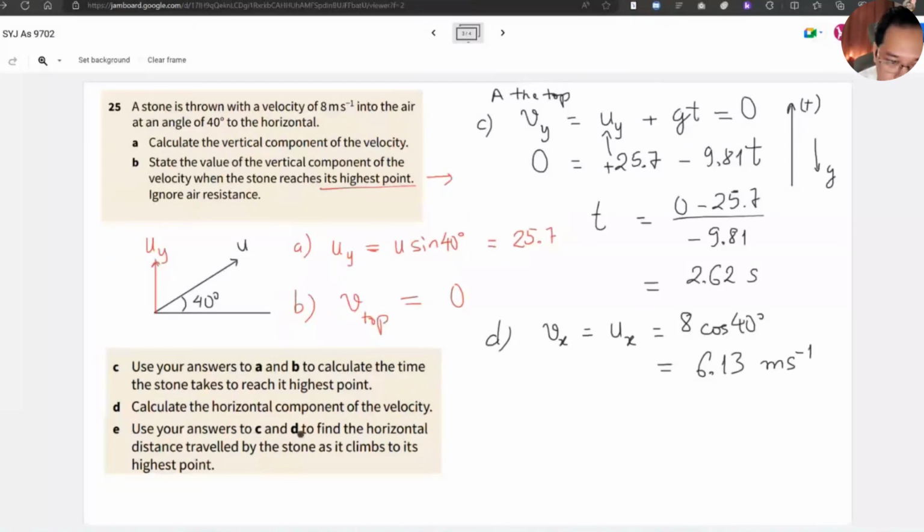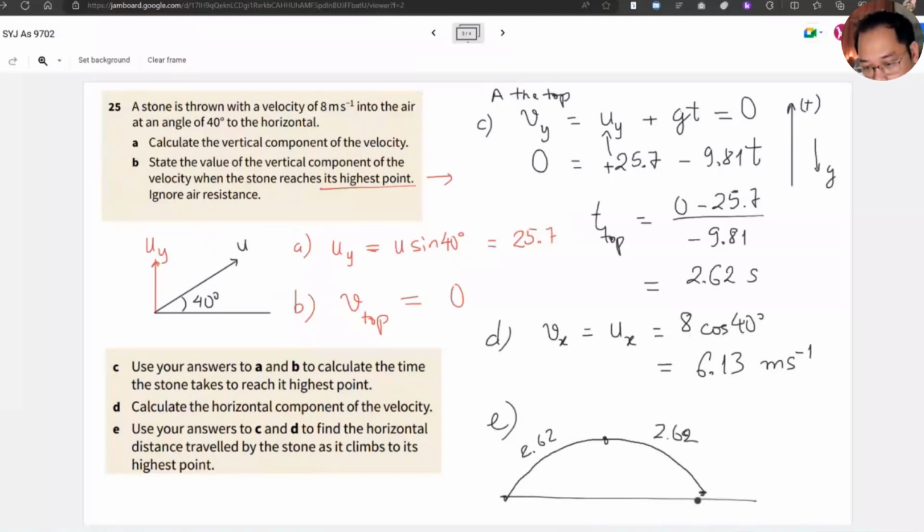Question E, use your answers to C and D to find the horizontal distance, meaning the range. Find the horizontal distance traveled by the stone as it climbs to its highest point. We have the time here, the time for the object to go to the top. The total time of the flight will be twice the time going to the top, because the path of the object is symmetric. Therefore, the length going up and the length going down, the curvature, the angle are the same. So it takes 2.62 seconds for the object to go to the top, and also the same amount of time, 2.62 seconds, to fall down to the same height on the ground. So the total time of the flight is twice the time going to the top.